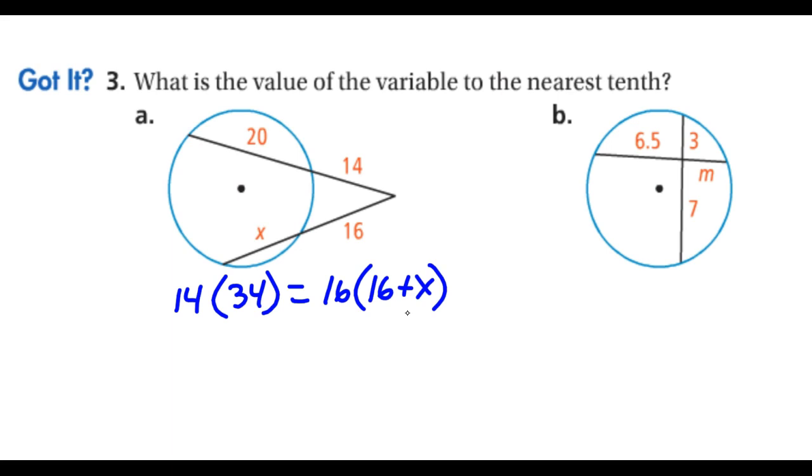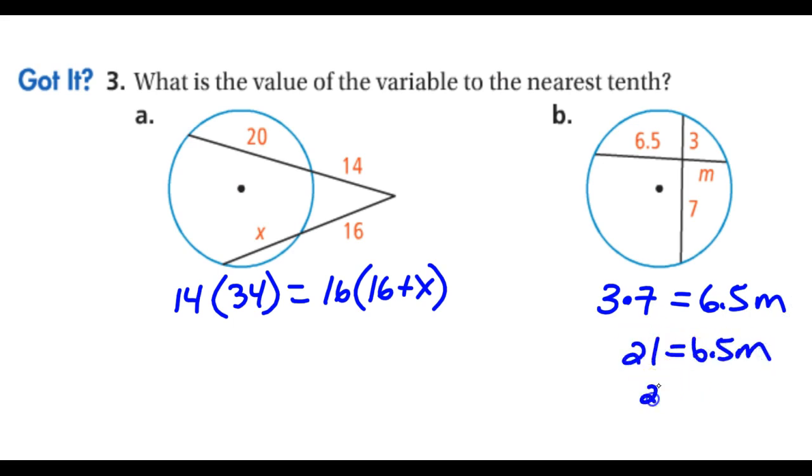This is one we haven't seen an example of. This is where they meet on the inside, and we're talking about segment lengths. So it's going to be 3 times 7 equals 6.5 times m. So you get 21 equals 6.5m. 21 over 6.5 equals m. If you want to find the decimal form, you've got to do it to the nearest tenth. I don't have my calculator on me, but you can do that on your own, I'm sure.